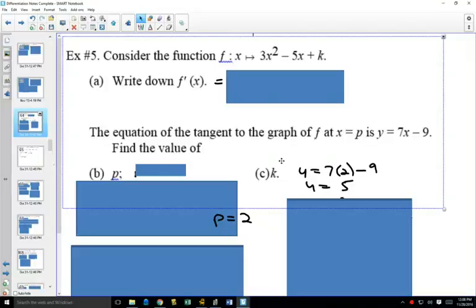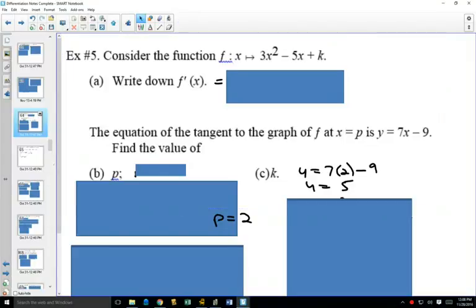So to start off, just finding the derivative, that's straightforward. And k is a constant, so the derivative of that is 0. Then they tell us that the equation at x equals p is 7x minus 9.